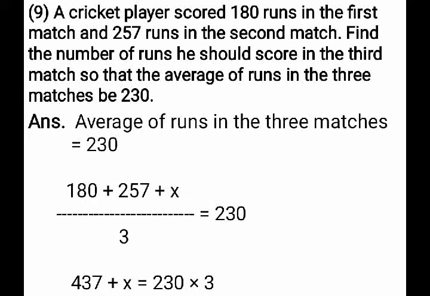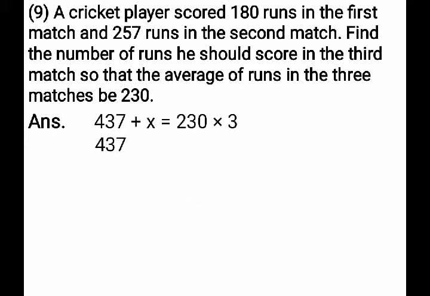That is 437 plus x is equal to 230 into 3. 3 zeros are 0, 3 threes are 9, 3 twos are 6. 230 into 3 is 690.